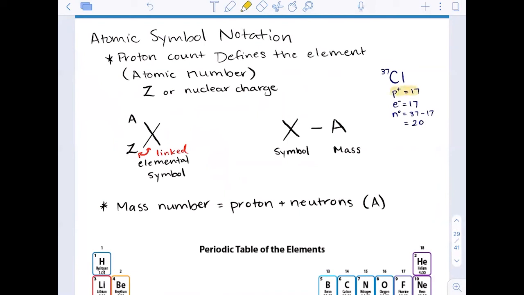So we can look at that atomic symbol notation that said Cl-37 up there and know a lot about the element that we are discussing. Another way to write that would be Cl-37.